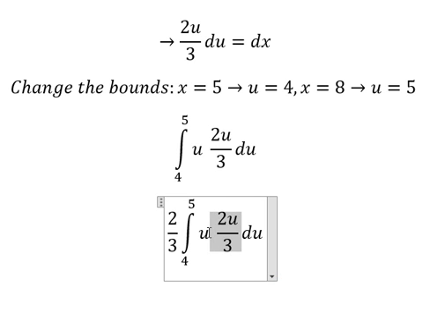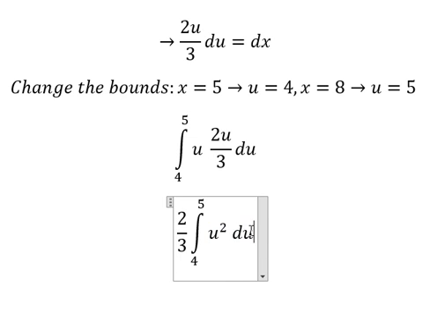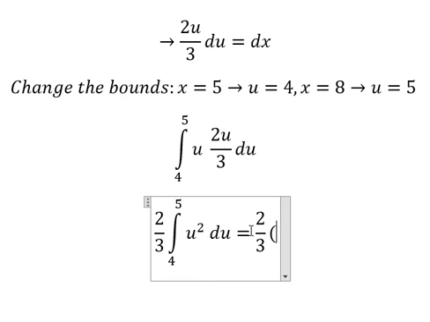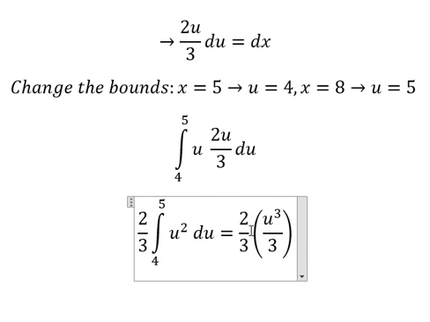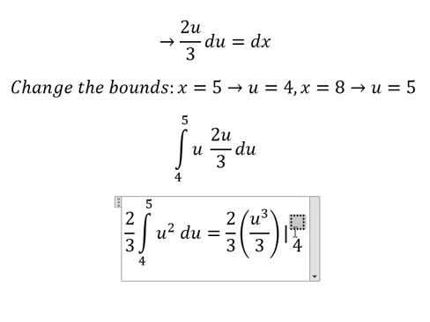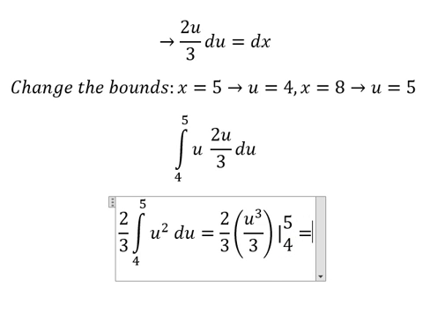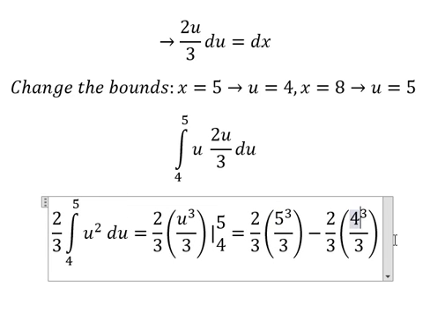U and u, we have u square. The integration of u square, we have u to the power of 3 over 3. And later we put the bounds from number 4 to number 5. And then we get the final answer. So I will put number 5 in here, number 4 in here.